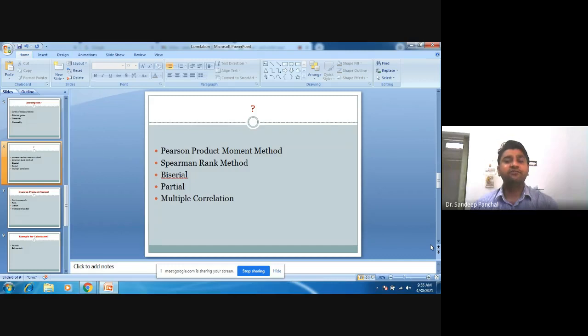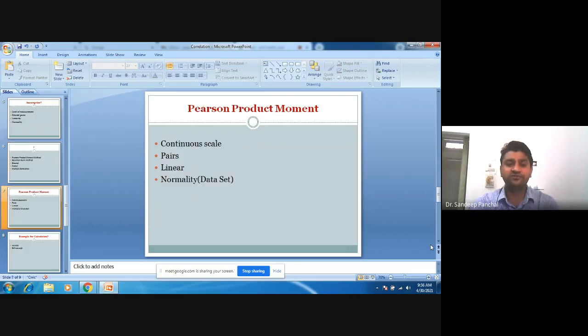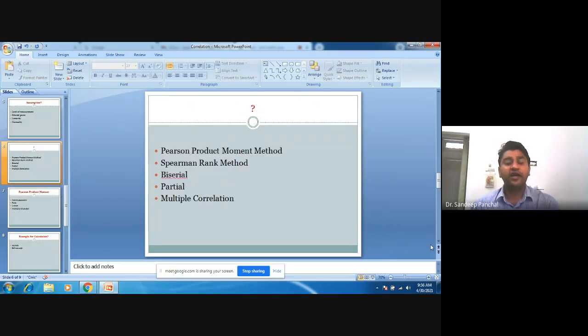There are certain methods, and assumptions have been mentioned. A method of correlation coefficient has been mentioned in your syllabus. We will discuss the methods of correlation one by one: Pearson product moment method of correlation, Spearman rank method, biserial, partial correlation, and multiple correlation. We will discuss them in the next class. So we have to understand these methods of correlation.